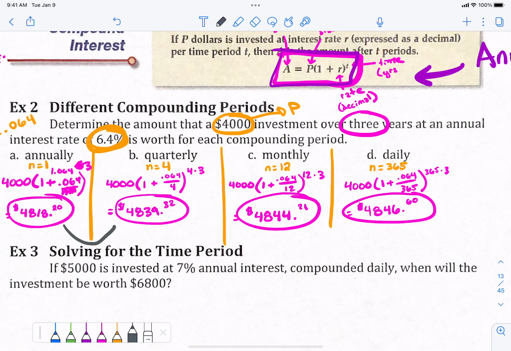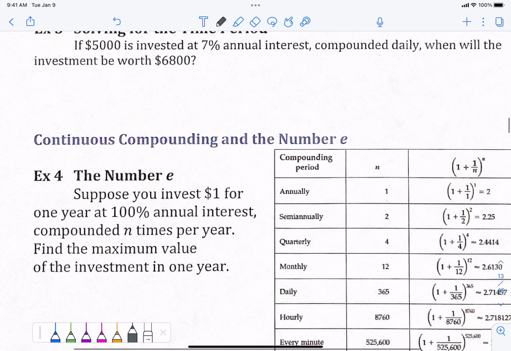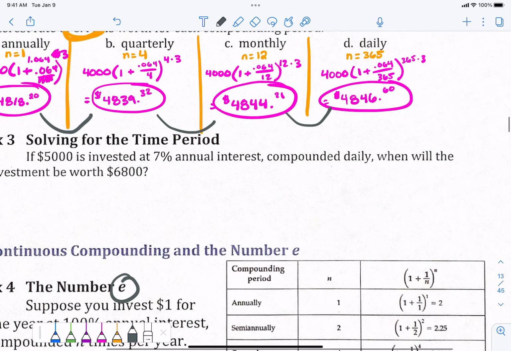Now take a look at the differences between these two. There's a really big jump from annual to quarterly, right? That's like $21, just about, right? Okay, but then this one is only like a $5 jump, right? And then from monthly to daily is only like a $2 jump, right? Okay, so if we would do per second, it would only give us like maybe $1 more, right? Okay. All right, so we'll get to that, we'll talk about the number e and how we get to that point, okay? Good?